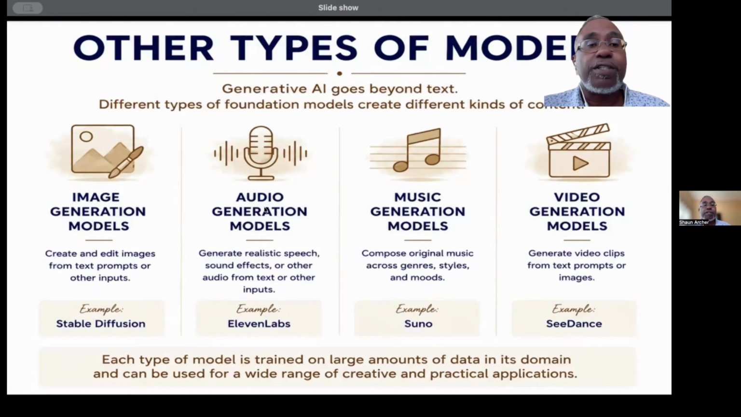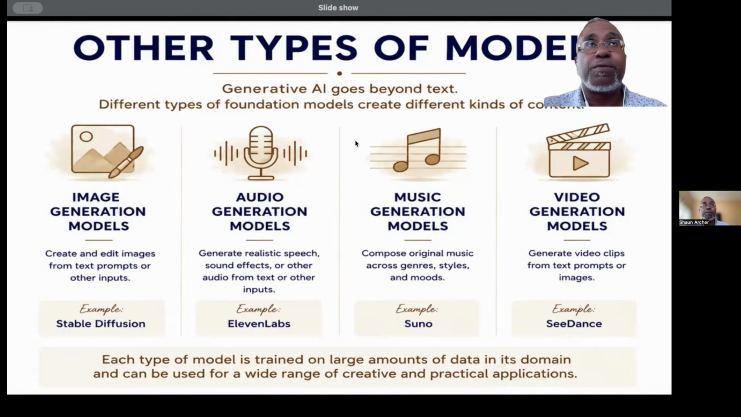There are audio generation models or speech models. Some of those are held by a company called ElevenLabs. They're one of the more popular vendors of speech models. There are models for generating music.